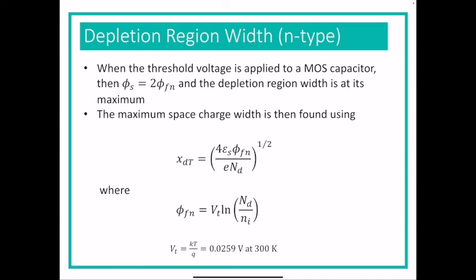So now that we know how to find the depletion region width, we're going to go on and look at how to find the work function difference between the metal and the semiconductor. So that'll be the next thing we look at.